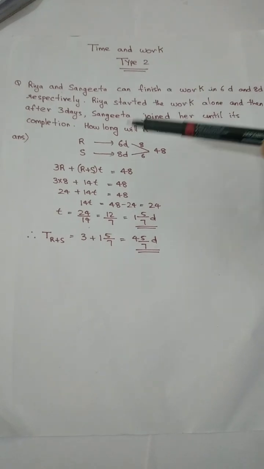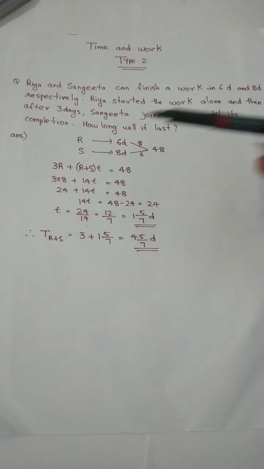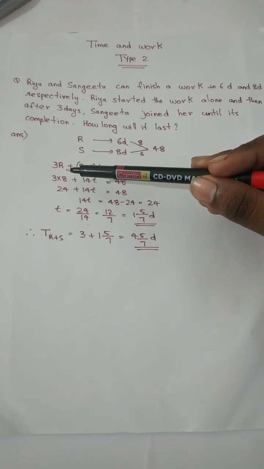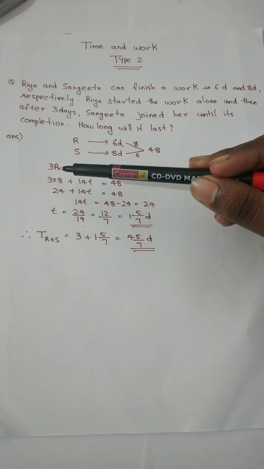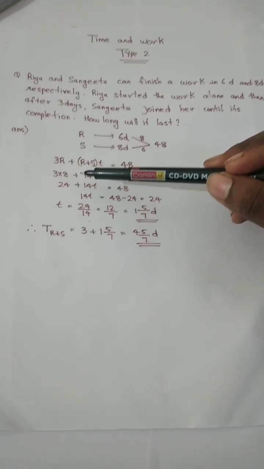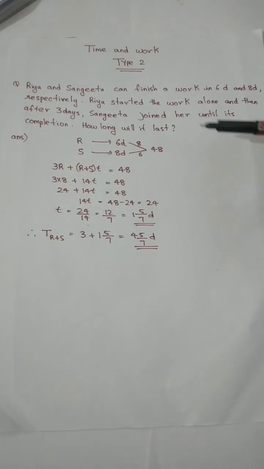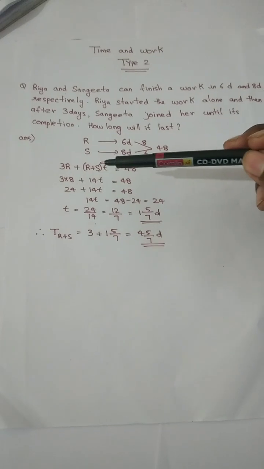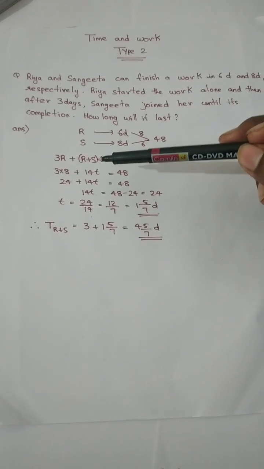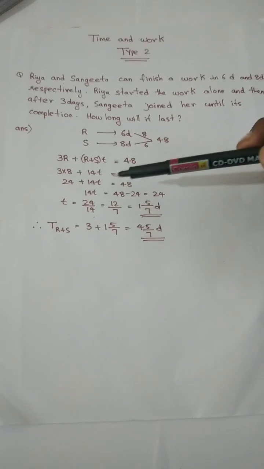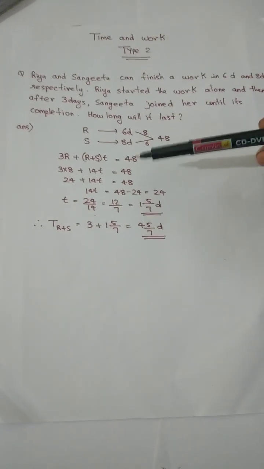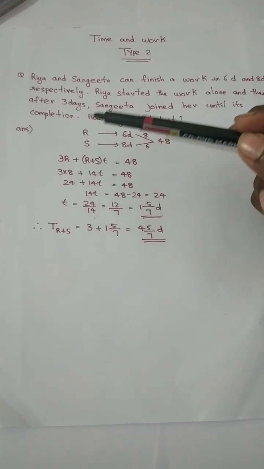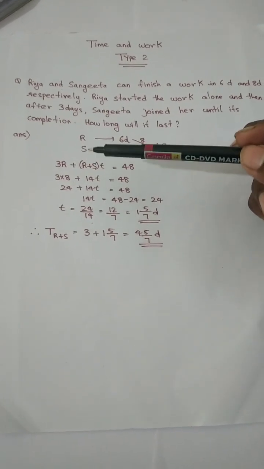So 3 days after, Sangeeta joined her. So until 3 days Ria alone worked. So 3 into R, 3 into Ria. 3 days Ria had worked alone. So 3 into R plus, after it, Sangeeta joined her and worked until completion. Ria and Sangeeta worked together afterwards for T days and completed the total work. So 3R would be the 3 days that Ria worked alone before the joining of Sangeeta.